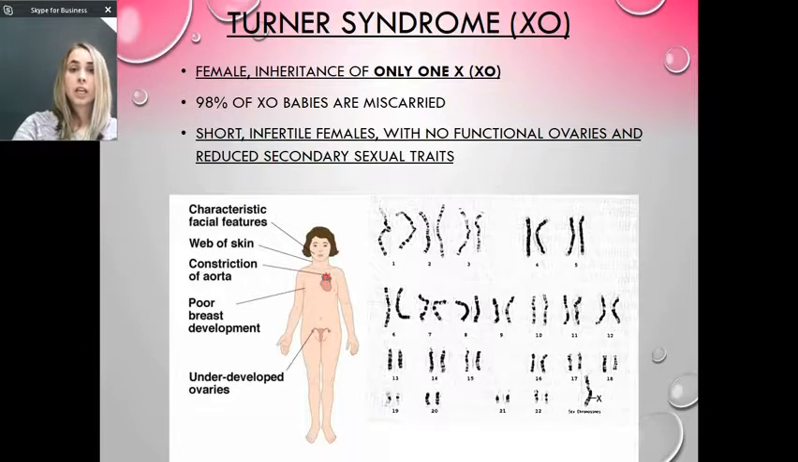Turner syndrome is when you have only one X. If you have one X and no other sex chromosome, then you are born female, but you don't have developed ovaries. You can have heart problems, webbing of the skin around the neck, some characteristic facial features, poor breast development. So these are very short, infertile females, and 98% of babies that are monosomy X are miscarried. So very few are born live with this syndrome.